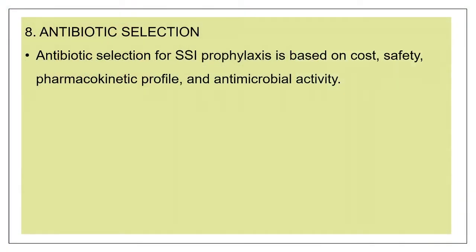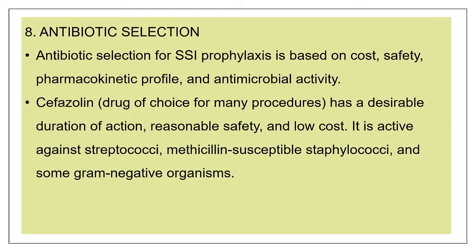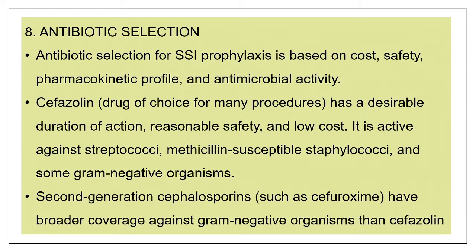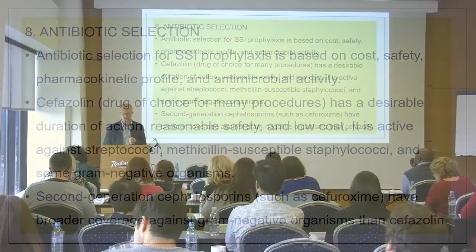Selection. The antibiotic you use for surgical site prophylaxis must be cheap, safe, and have a suitable pharmacokinetic profile and suitable antimicrobial activity. Cefazolin is the drug of choice for many procedures. It has a desirable duration of action, reasonable safety, and low cost. It's active against all those germs listed below. Sometimes second-generation cephalosporins are favored because the coverage against gram-negative bacteria is greater than in first generation or cefazolin.